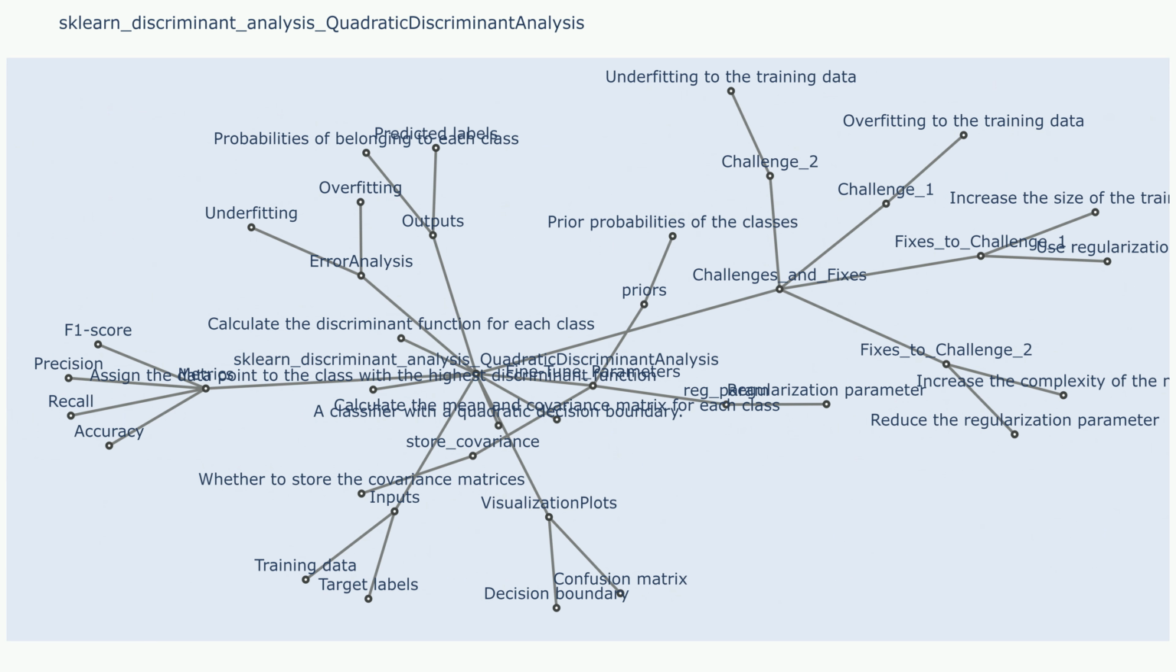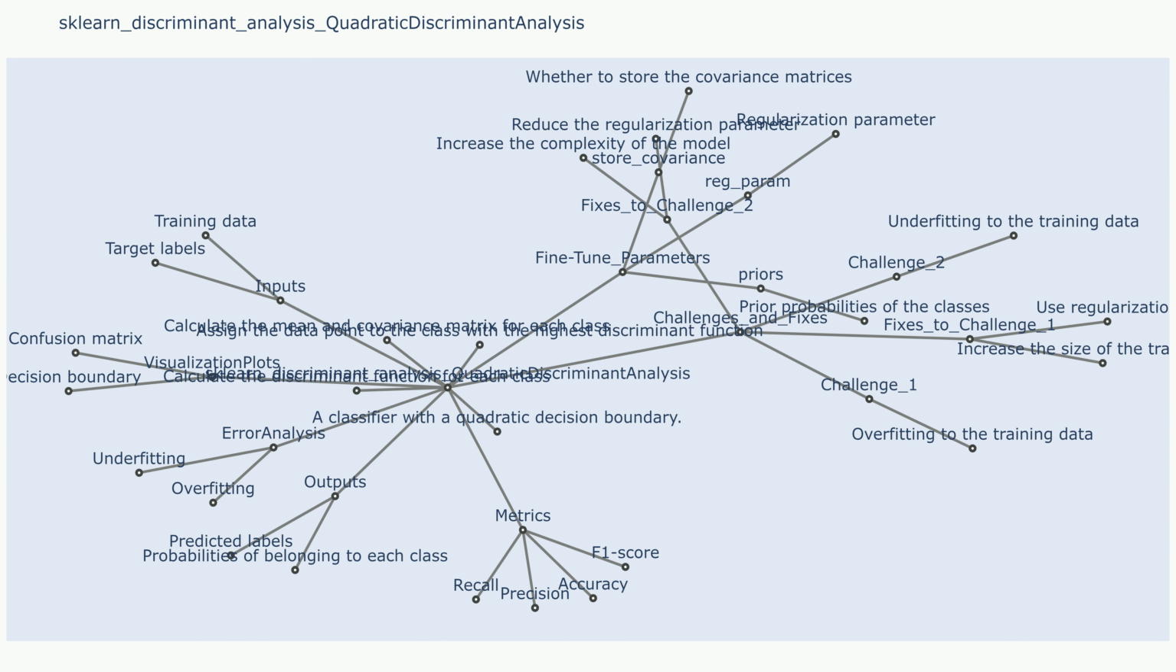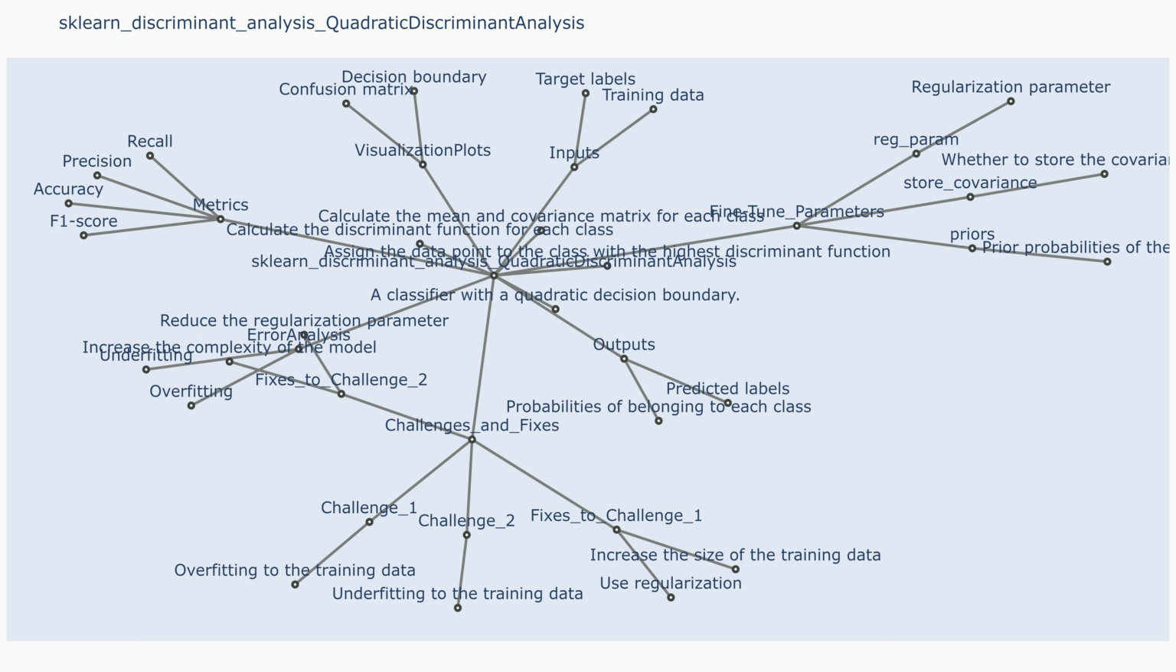Fine-tune parameters: Priors: the prior probabilities of the classes. If not specified, the priors are calculated from the training data. Reg_param: a regularization parameter that adds a small value to the diagonal of the covariance matrix to prevent numerical instability. This parameter can be adjusted to improve the model's performance. Uncertainty methods: Probability estimates: the model provides probabilities for each class for a given input sample. The uncertainty can be measured by the difference between the highest and second highest probability.